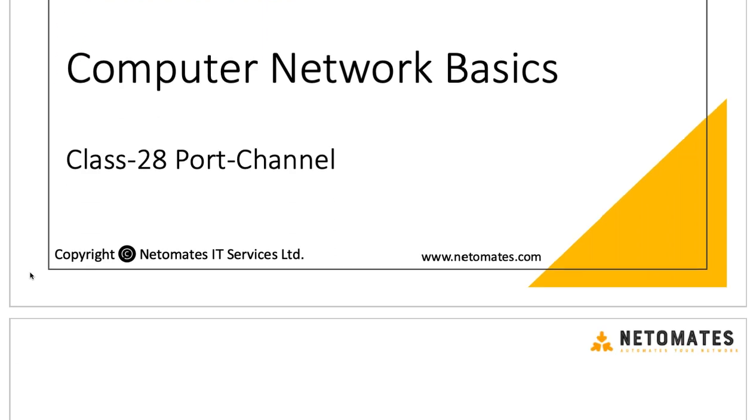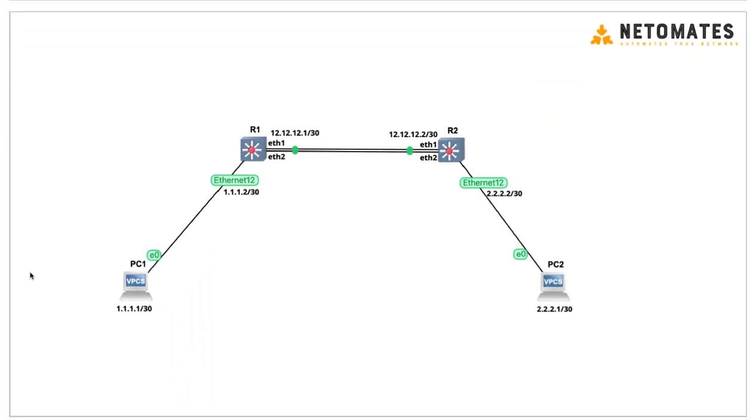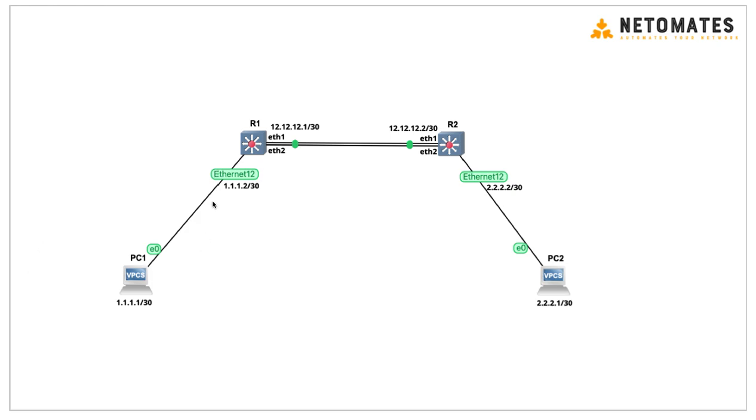So let's see the topology for this class. We have R1 and R2. Let's assume that R1 is in one location, say London, and R2 is in New York. There is a whole network behind R1 in the London location.